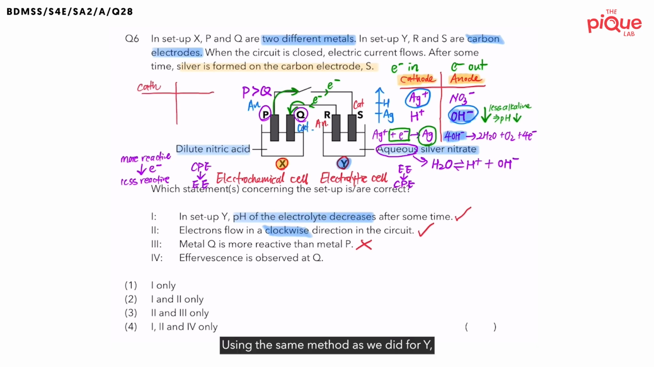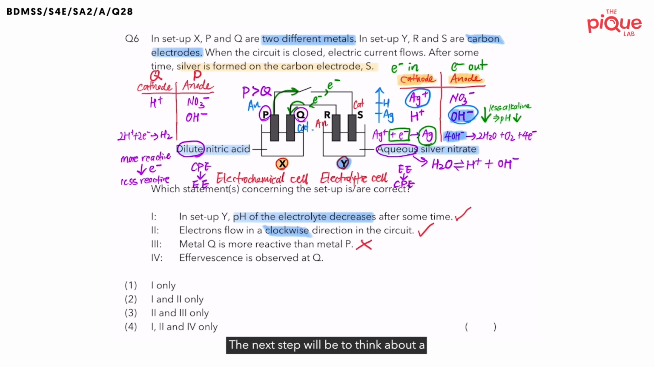Using the same method as we did for Y, you should know that H+ migrates to the cathode and NO3- migrates to the anode. Similarly, do not forget the existence of water, which you can infer from the word dilute. So besides H+, OH- is also present. At the cathode, you only have H+. So the only possible reaction is the reduction of H+ to form hydrogen gas.